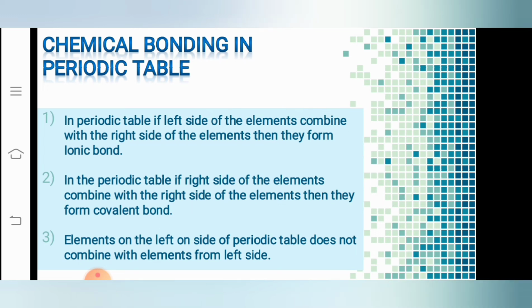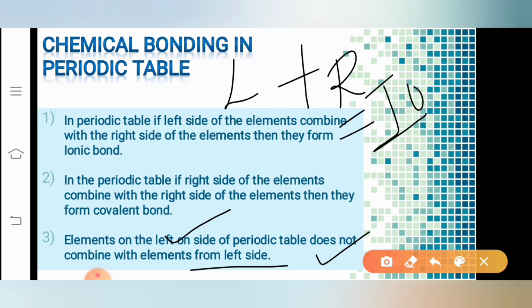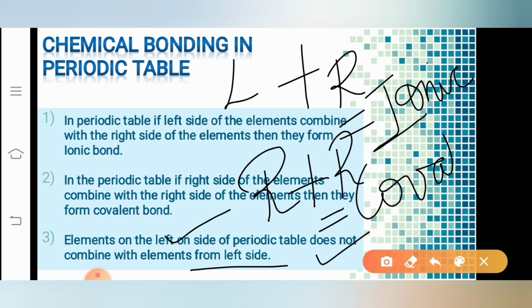Clear? And finally, the elements which are present on the left hand side of the periodic table do not combine with the elements which are present on the left hand side. This property is also very important. We have already discussed that elements of the left side combine with elements of the right side and form the ionic bond, and elements on the right side combine with the right side and form the covalent bond. But the elements on the left hand side do not combine with the other elements on the left hand side. Clear? So this is the chemical bonding we have to discuss in the periodic table.